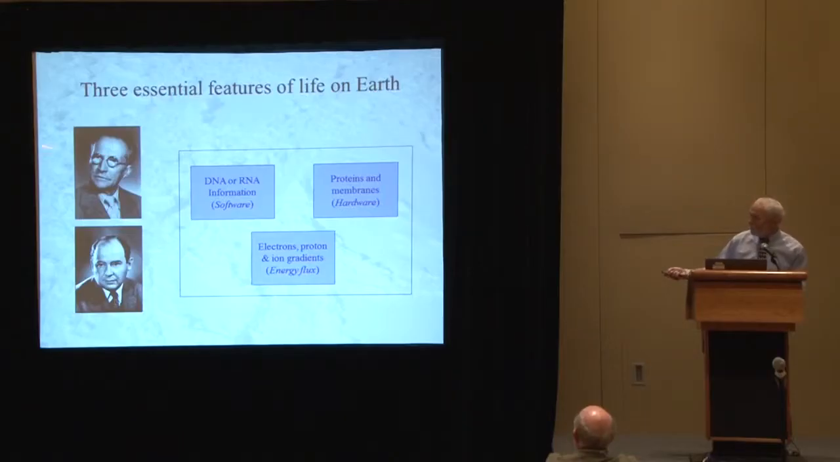And putting together things that they have thought about the nature of life, you can come up with a tripartite classification of what is essential about life. The first is a set of instructions, which in modern terminology we call the software, DNA, or in some viruses, RNA. Second is hardware, that's the proteins and membranes of the cell, that's the machinery that does the work in the cell. And lastly, there's a flux of energy. To be alive, you need all three.